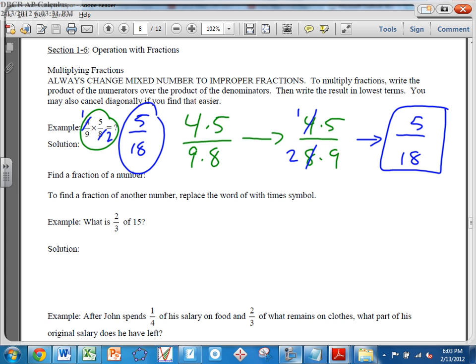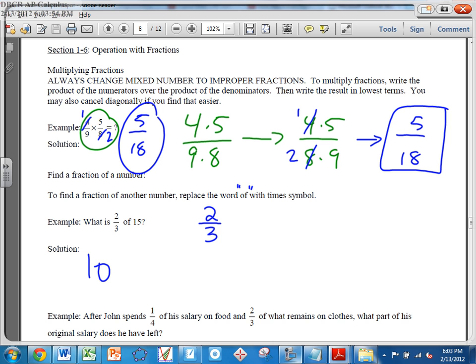This is a problem that comes up on every single SAT in some context or another. When you see the word of, you must replace it with a times symbol. So the question says, what is 2/3 of 15? Many of you know right away, yeah, it's 10, that's great. 2/3 of 15 is 10. Where does that come from though? So let's take a look.